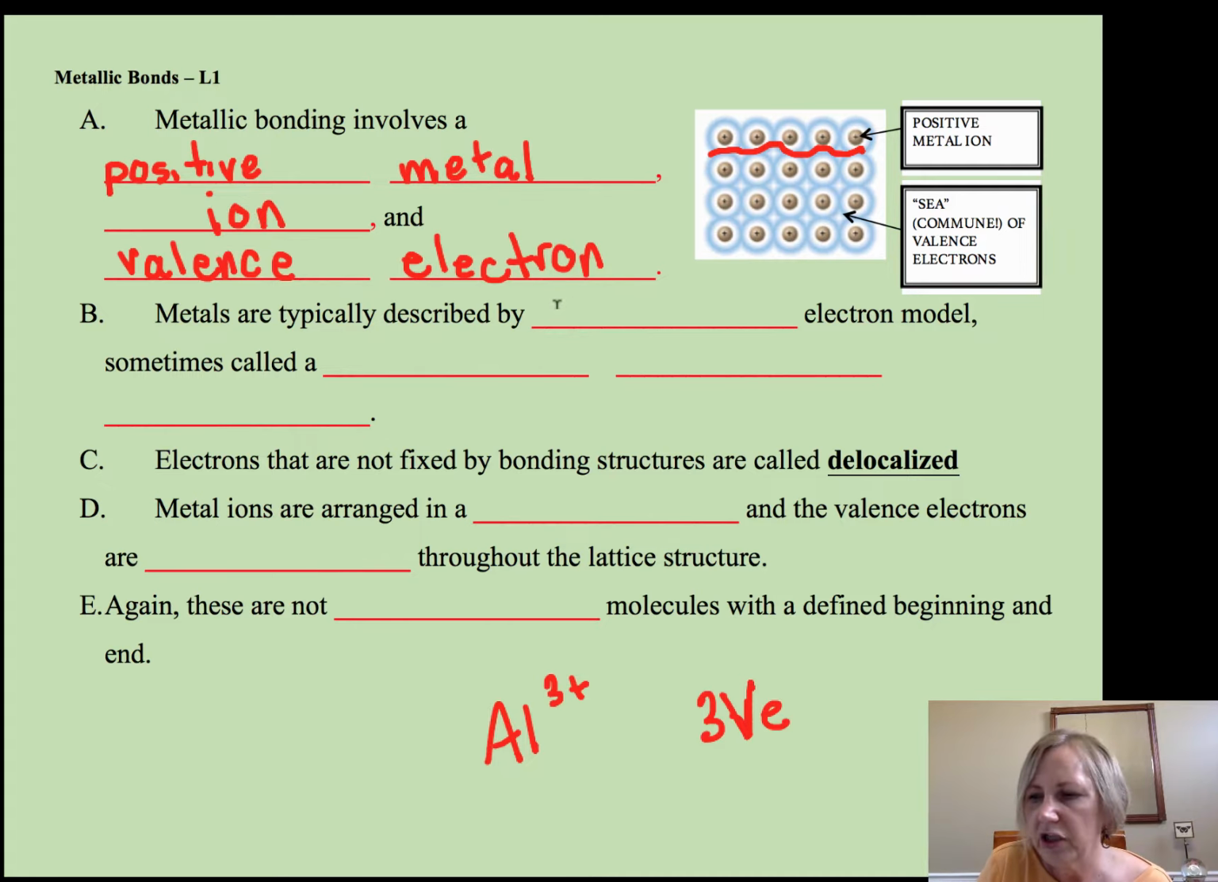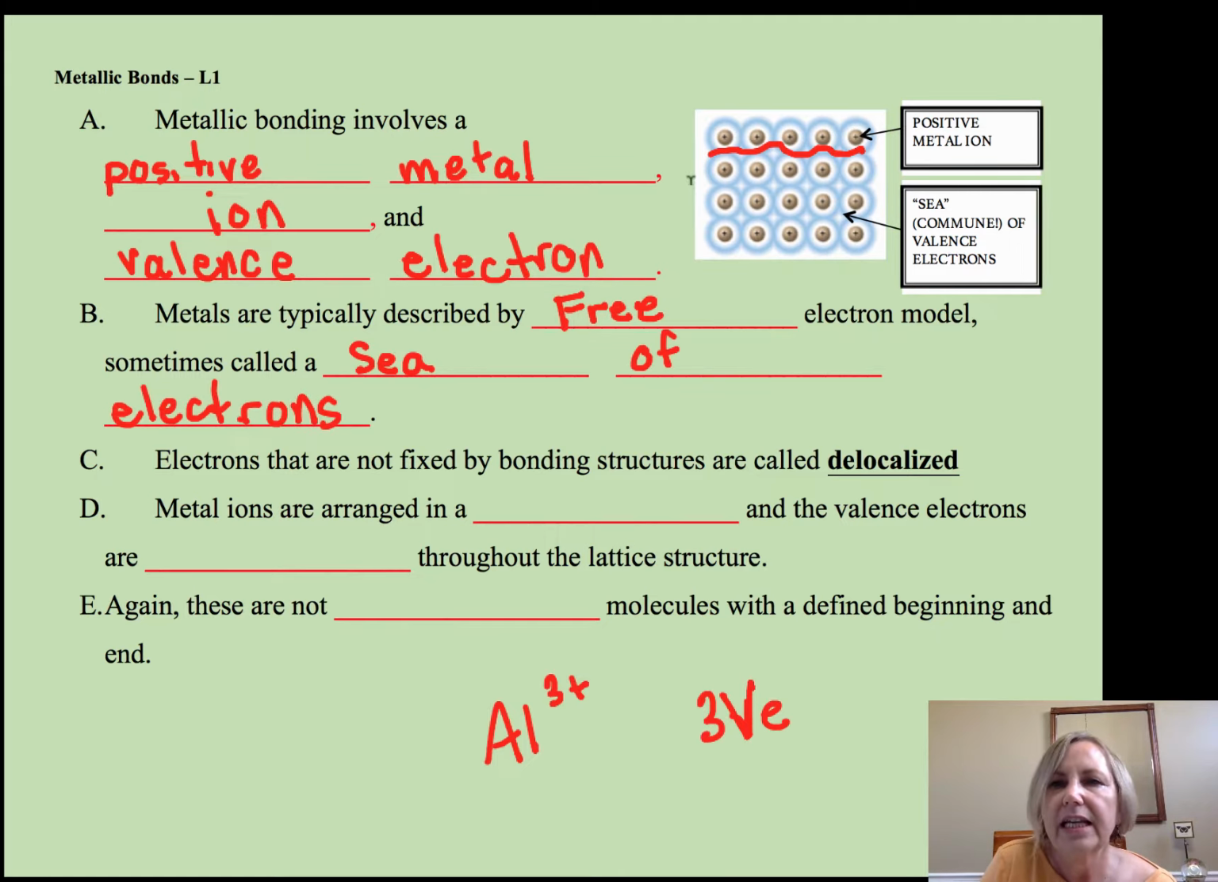Metals are typically described by what is often called a free electron model, or more simply, a sea of electrons. That's because these electrons can move throughout the structure like a sea can freely flow. Electrons that are not fixed in a bonding structure are called delocalized. That's a very important vocab word. They are not fixed to a particular location. They're delocalized and can move.